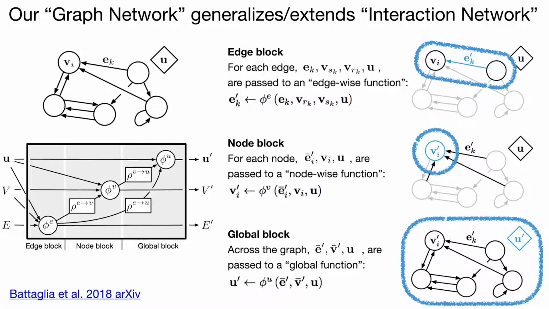So again, our graph network generalizes and extends this interaction network. Instead of the edge block processing only the edge and the sender and receiver nodes, if it's a directed edge, we've augmented it so that phi, the edge function, also takes in some global context. This is a small modification, but it makes it more general. You can see that represented in the schematic on the bottom left here. The edge block now takes in the u, v, and e.